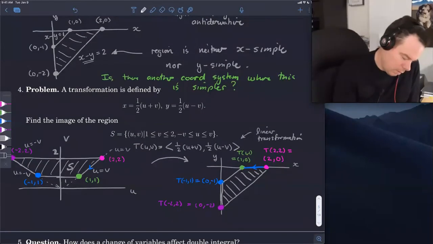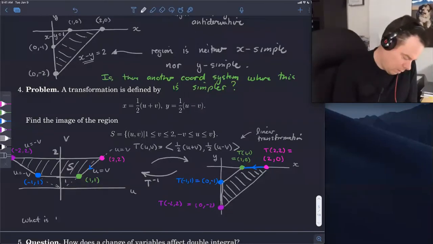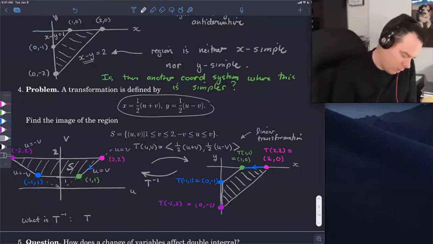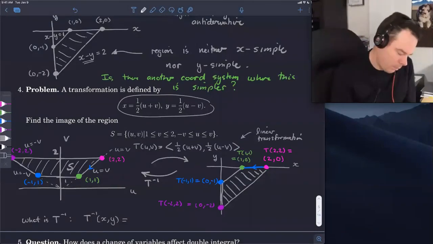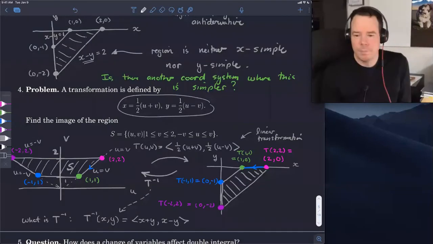And so that means T inverse would do the opposite. T inverse would map it in the other direction. And what is T inverse? We can just solve the corresponding equations, so x is some expression in u and v, y is some expression in u and v. We can go ahead and reverse those expressions and have a way to go from xy back to uv, and that would be x plus y and x minus y. So that's what that map in the opposite direction would do.